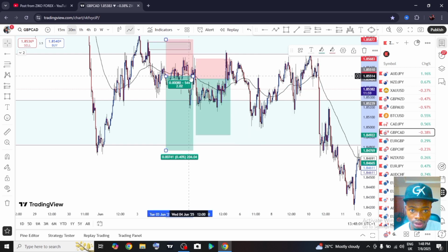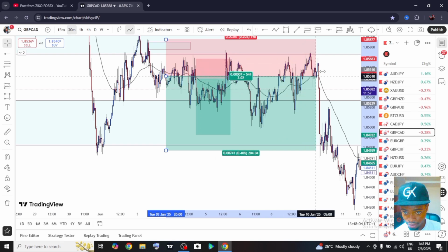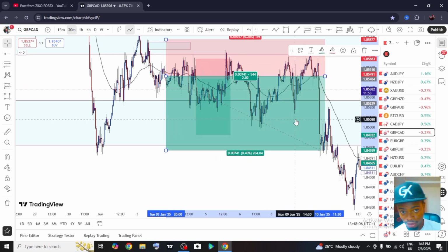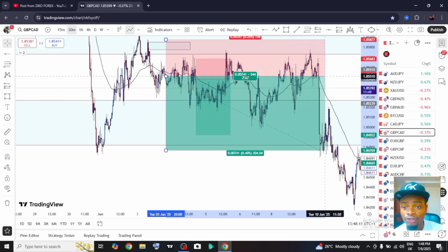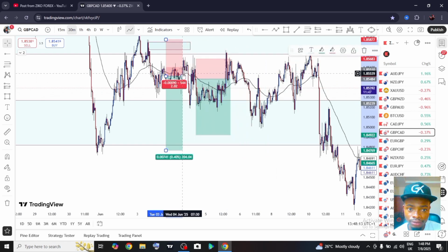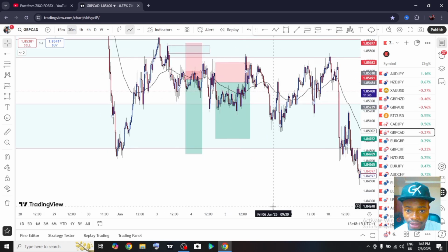And as you can see, that little box played out. Do you see how I avoided that wick out? Because this trade would have been a win and I would have just lost. Now, another trade example is this one right here.